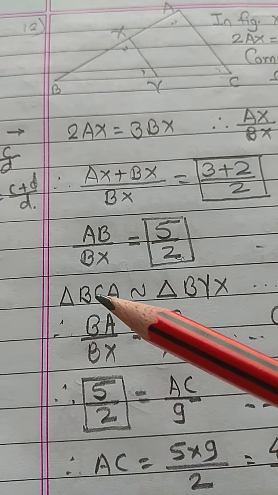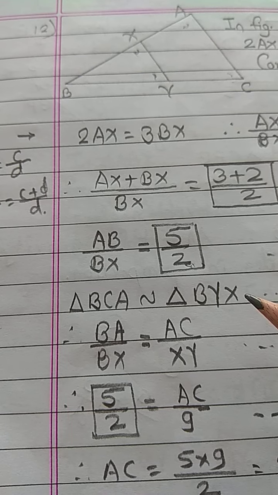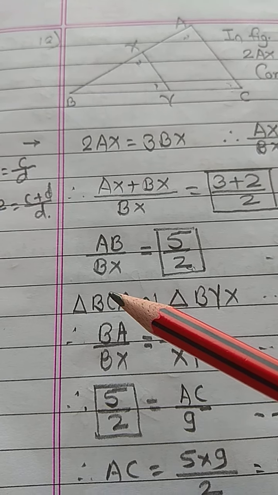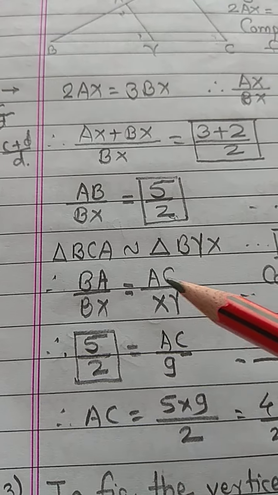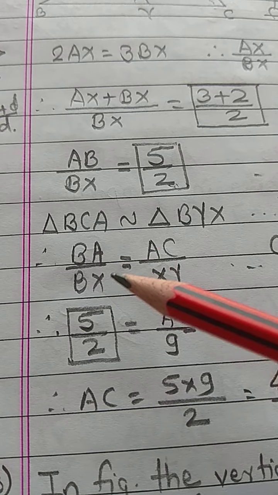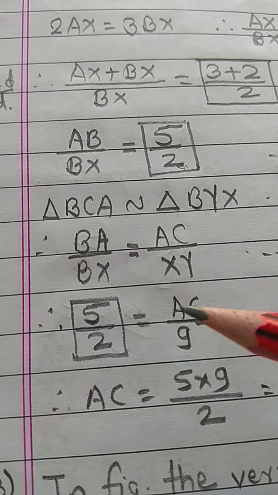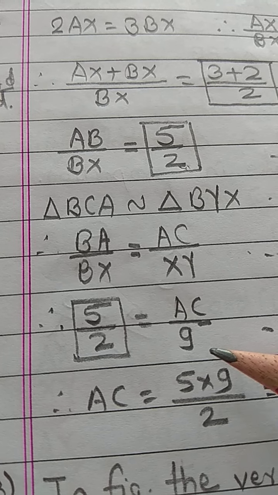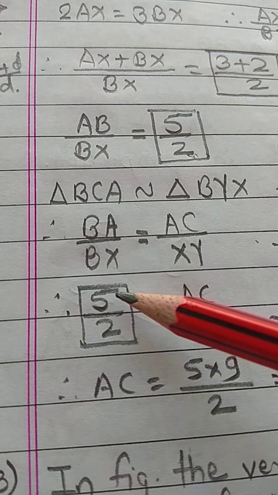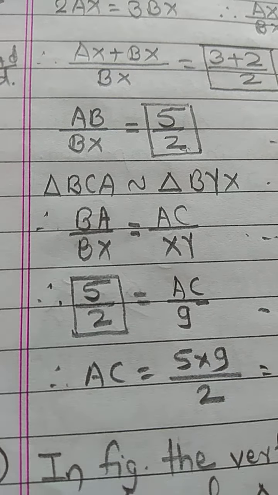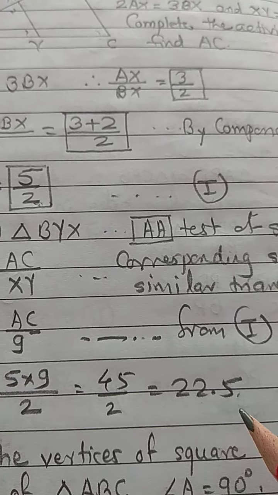Now corresponding sides are in proportion. Therefore, BA upon BX should be equal to CA, that means AC upon XY. Substituting BA upon BX, we have got 5 by 2. AC as it is, XY is given as 9. This 9 will go to the other side and become into 9. So 5 into 9 upon 2 should be equal to AC. 5 nines are 45. 45 upon 2 is 22.5.